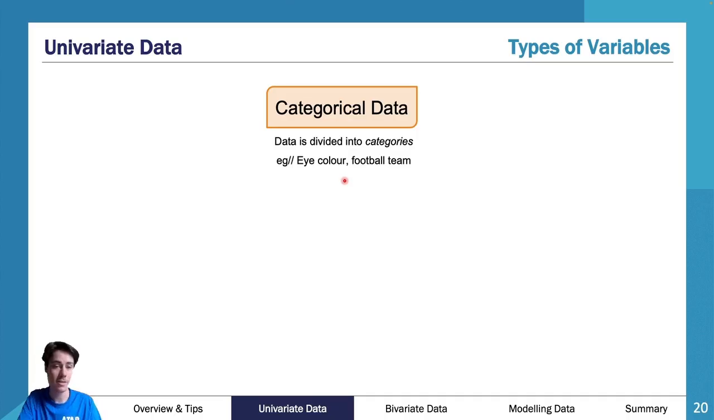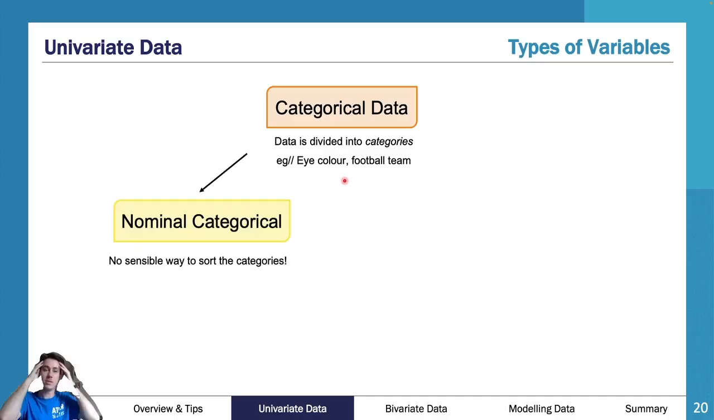So we have nominal, which is, there's no sensible way to sort these categories. So if I'm doing eye color, it doesn't really matter the order of it. I can do brown eyes first, I can do blue eyes first, I can do green eyes first, I can do aqua eyes first, I can do hazel eyes first.